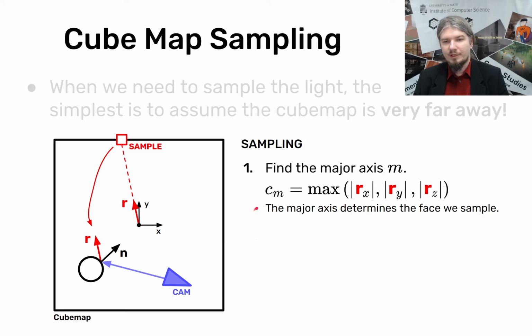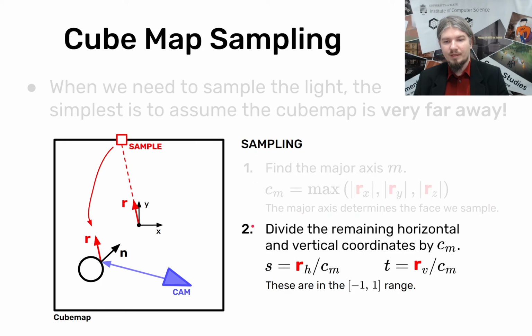Now sampling the cube map works like this. First we find the major axis M. So we take the absolute values of the coordinates of the reflection vector. We find which of these is the maximum, and this determines the face that we sample. So let's say that the y coordinate is the largest coordinate. This means that this vector from the origin is largely pointing at the, let's say, positive y direction, telling us that we need to sample from the positive y face.